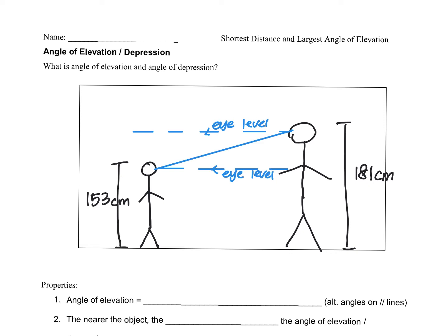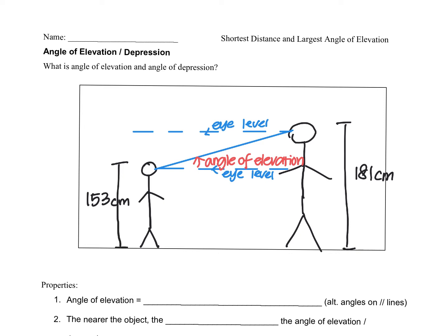Then things to take note of. Number 1, where is the angle of elevation? The one that is shorter needs to turn and look up, right? This one will be the angle of elevation. I'm looking up. I need to turn and look up at him. So this is the angle of elevation.